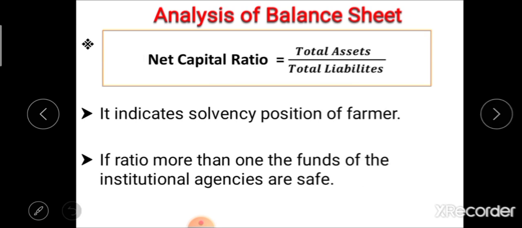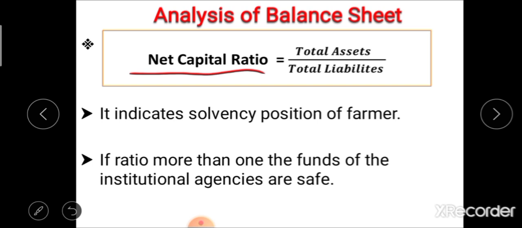After that, the third ratio, that is net capital ratio. So net capital ratio is equal to total assets divided by total liabilities. These total assets are nothing but the summation of current asset plus intermediate asset plus long term asset, whereas total liabilities is the summation of current liability, intermediate liability and long term liability.